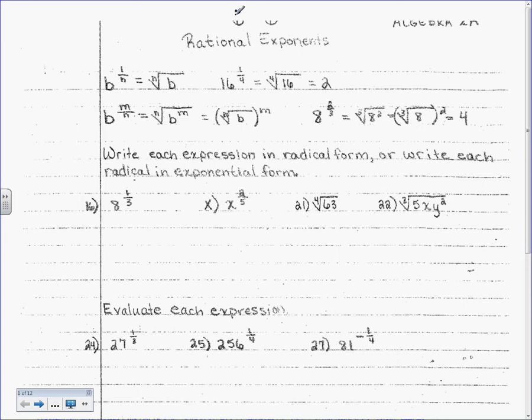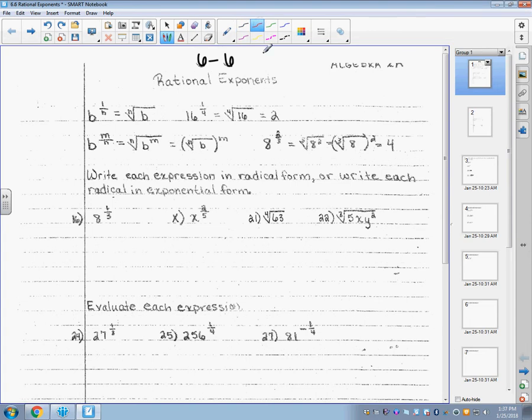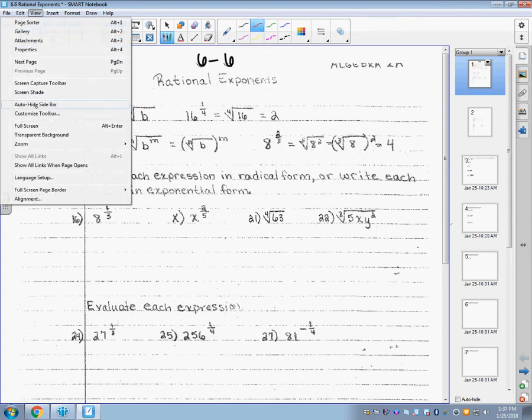6, 6. Oh, I want red. I think you guys see it better when I do red. Does it matter? It's whatever. Full screen. Here we go.